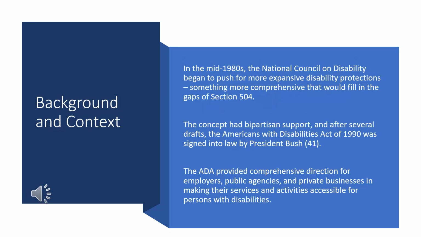In the mid-1980s, the National Council on Disability began to push for more expansive disability protections than those found in Section 504, something more comprehensive that would fill in the many gaps left by Section 504. The concept had bipartisan support, and after several drafts, the Americans with Disabilities Act of 1990 was signed into law by President Bush. That's the elder President Bush.